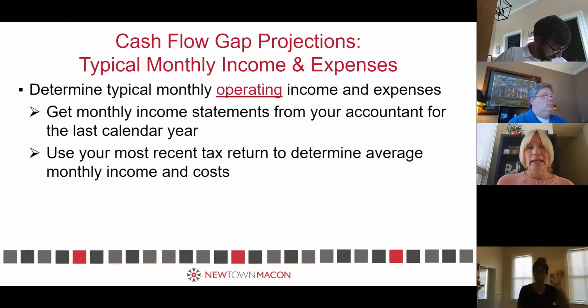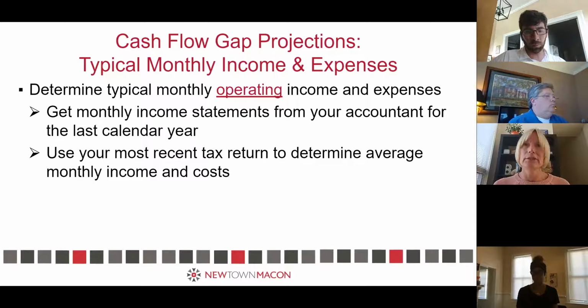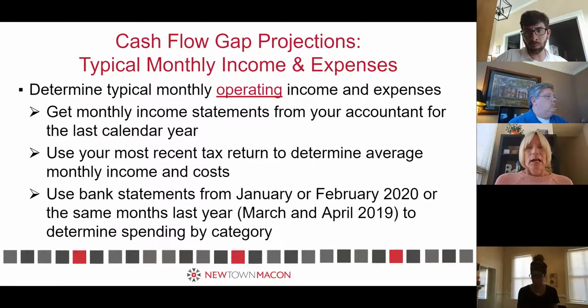If you don't work with an accountant, then the next easiest thing may be to pull up your most recent filed tax returns, look at your annual income and your annual costs for your business, and then divide that by 12 so you can at least get a general sense of what a typical month looks like as far as income and costs go. And then you may also want to supplement that, or if you don't have a tax return, if you're a newer business, then the next thing you're going to need to do is refer to bank statements.